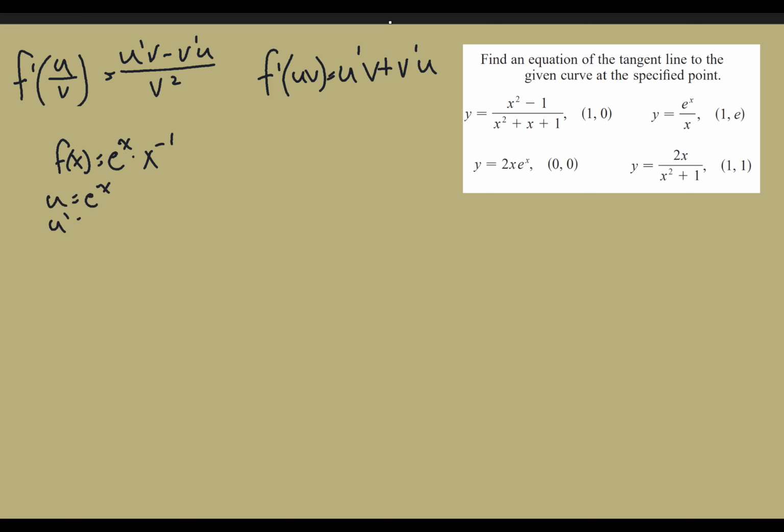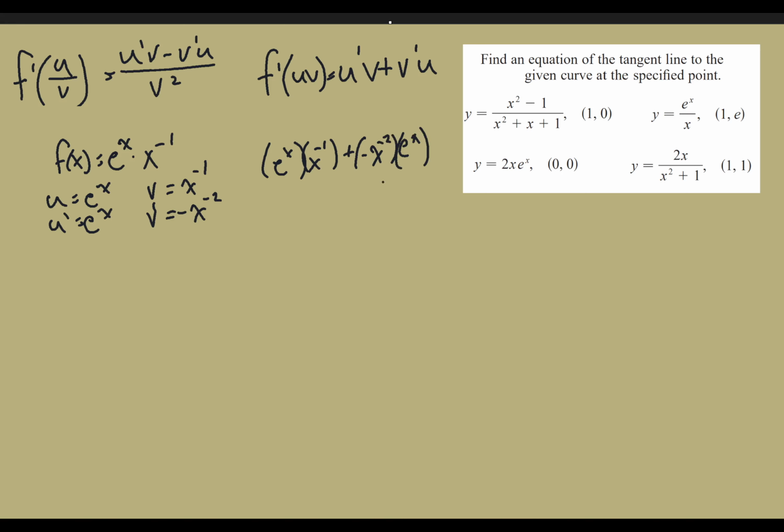Our u prime is e to the x. You've learned this one. V is x to the negative 1. Use the power rule for this guy, v prime is negative x to the negative 2. And then u prime v, so that would be e to the x times x to the negative 1, plus v prime, negative x to the negative 2, and e to the x.